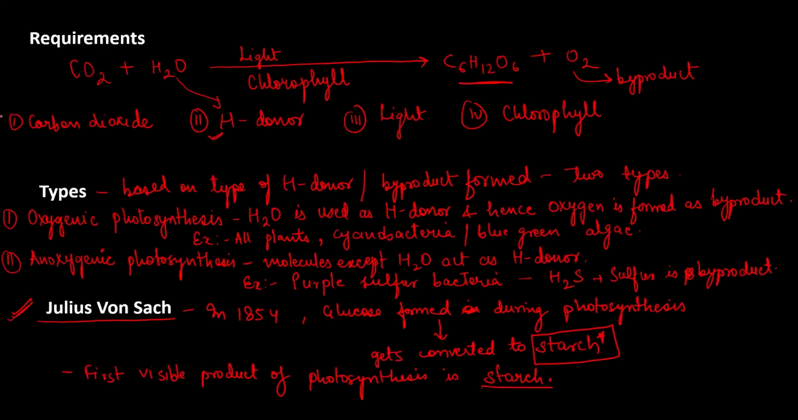Now, we are talking about the requirements, right? We saw the requirements are carbon dioxide, hydrogen donor, light, and chlorophyll. But how do people know that these are the things that are absolutely required for photosynthesis? This is known because scientists back in the 1700s and 1800s did various experiments to prove this. So now let's see what kind of experiments were performed. The first experiment was the variegated leaf experiment.